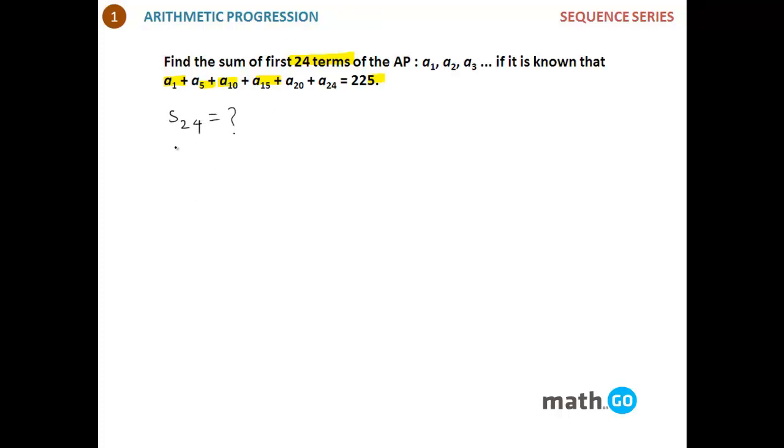S24, we know, is nothing but A1, A2 up till A24. This is what is meant by S24. So now I am going to introduce a new formula to you, which I guess many would be knowing, but let's just revise it once again. It says that sum of terms equidistant, just listen to it first, sum of terms equidistant from the ends is equal to sum of the first and the last terms.